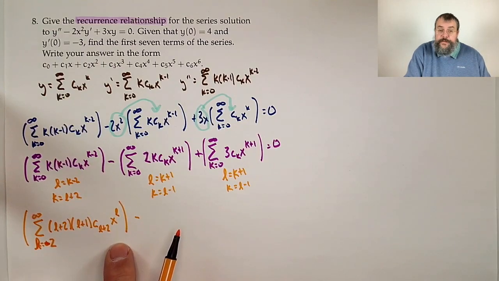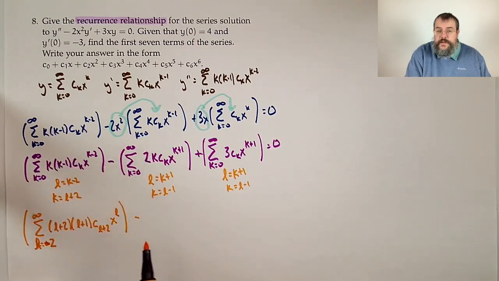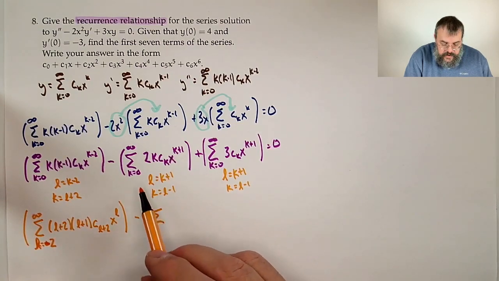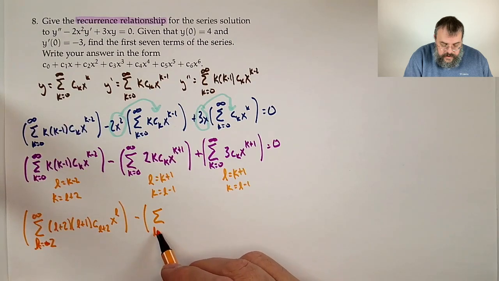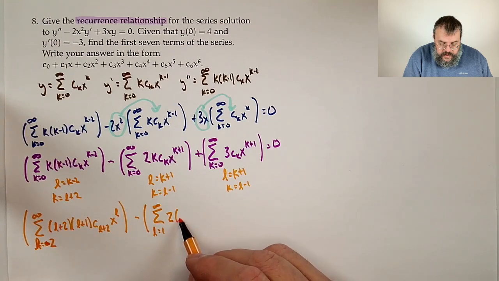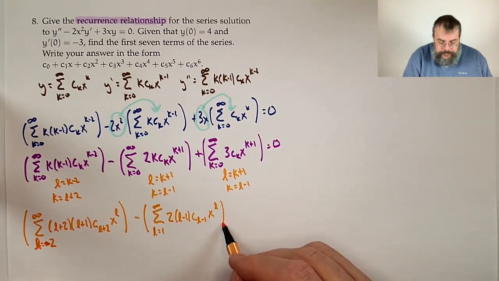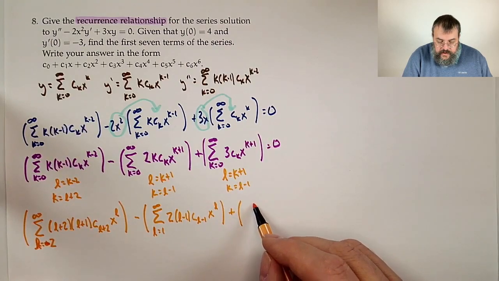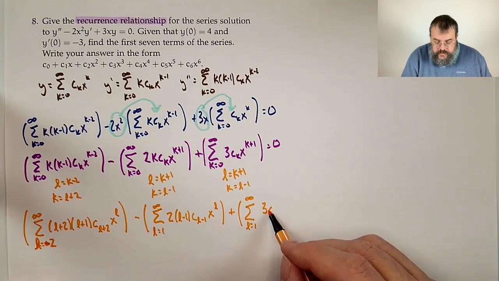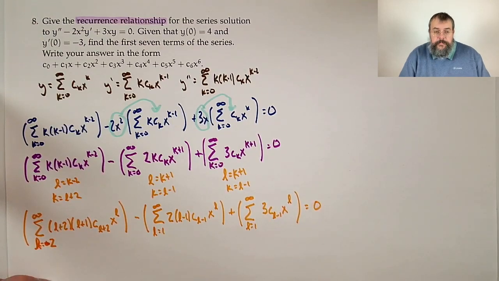Okay, so see, everything's now in terms of L. And basically the thing is just everywhere you see a k, replace it by L plus 2, and then just simplify. Minus, okay, our next sum, well, now we're starting at L equals 1 to infinity. And we're going to get 2 times L minus 1, C L minus 1, x to the L, plus the sum L equals 1 to infinity, 3 C L minus 1, x to the L equals 0.